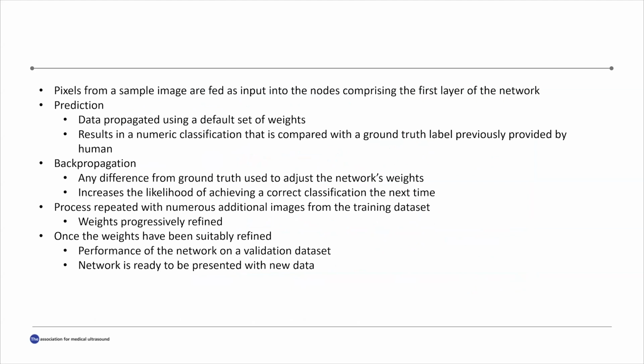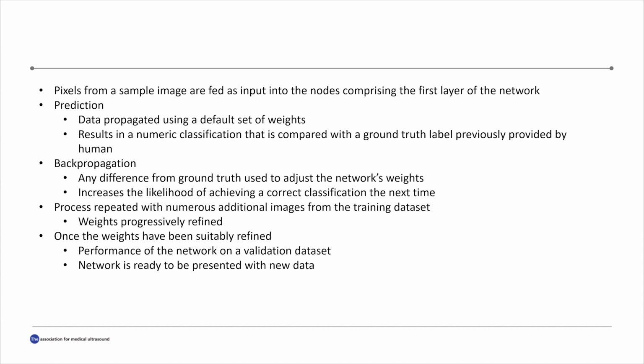So a little bit more about how that works. The pixels from whatever image are fed into the input node, whatever your first layer of that node is going to be. Using that, it begins a prediction phase. In that prediction phase, the data is propagated using sets of weights. These weighted features determine different things, like if something's too bright, too dark, it'll start to parse things out based on those data sets. And eventually it'll give you a numeric classification that's compared to the ground truth that tells you how good it is versus what the human said.